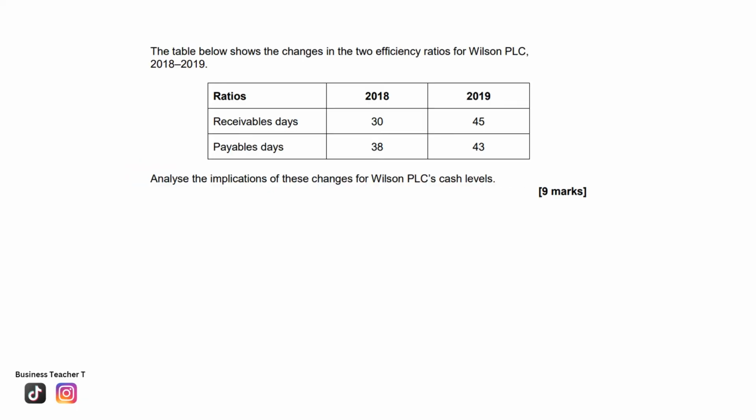On to our question, and it's a paper 1 question. Analyze the implications of these changes for Wilson PLC's cash levels. So we have a table before us. It says the table below shows the changes in the 2 efficiency ratios for Wilson PLC 2018 to 2019. So you've got some information in there with receivable days in 2018 and 2019, as well as payable days. You can pause the video now if you'd like and give this question a go.